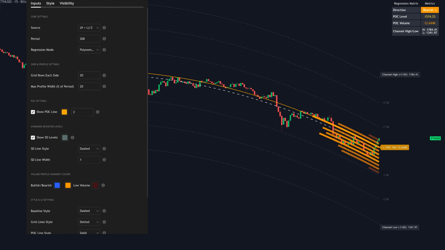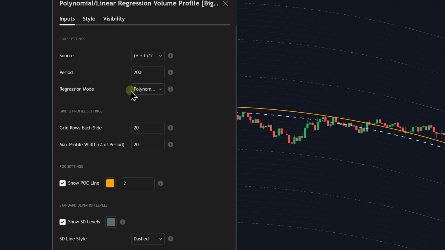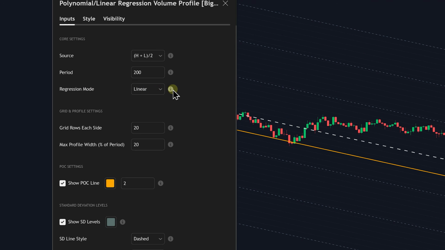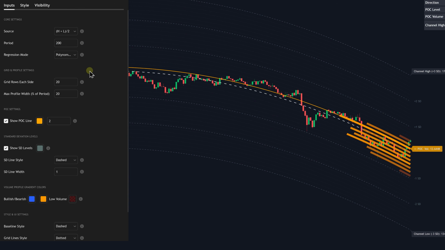Now, let's talk about the settings. The most important setting is the regression mode. You can choose between linear and polynomial. Linear is better when the market is moving in a cleaner, straight trend. Polynomial is better when the market is curving or moving in a more rounded structure. For me, I'm gonna start with polynomial.